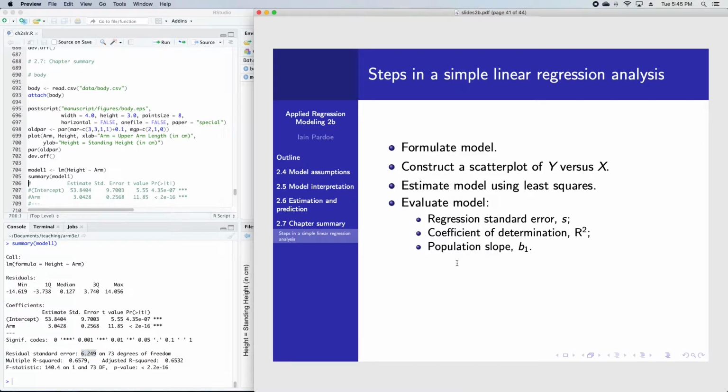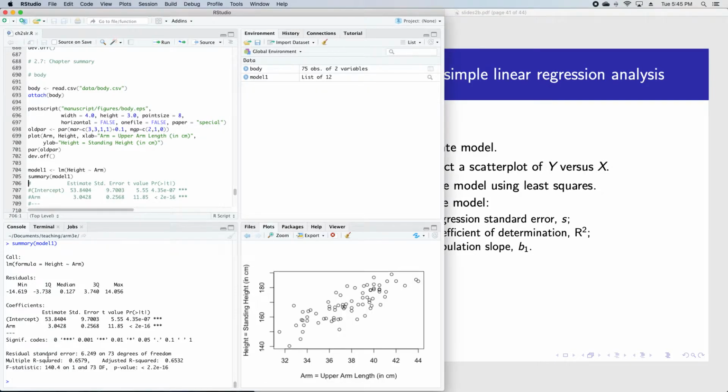Next, I'm going to look at the coefficient of determination. So that's this number here. And I'm going to express this as a percentage, so 65.8% of the variation in height about its mean can be accounted for by this linear association between height and arm.